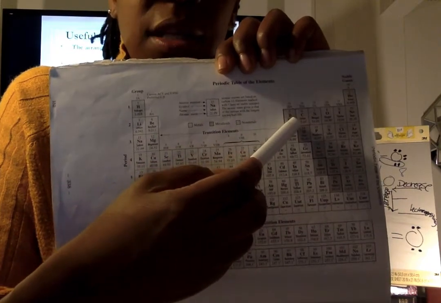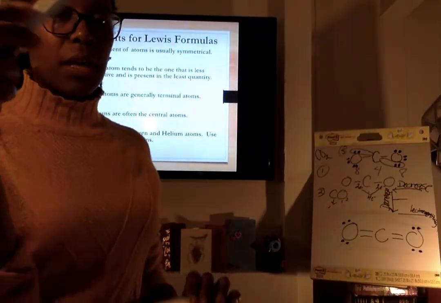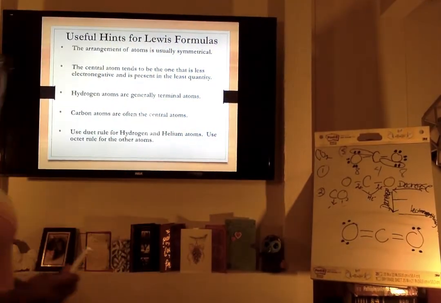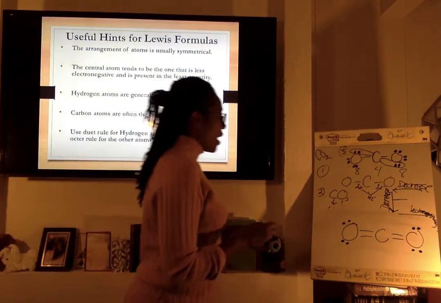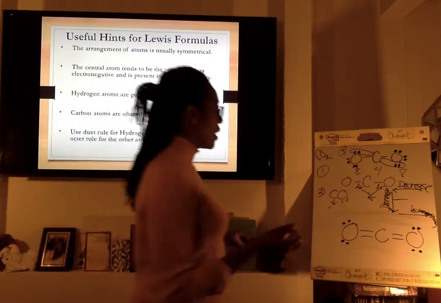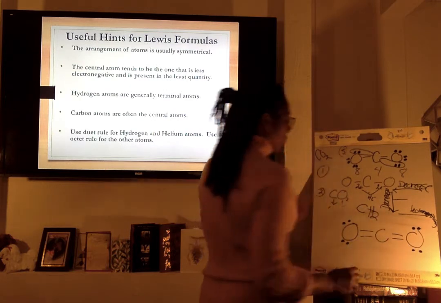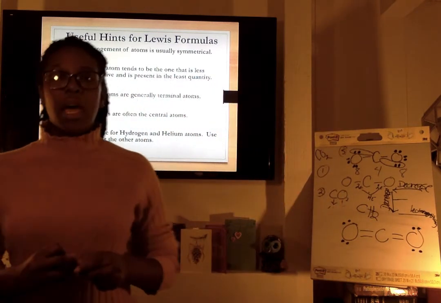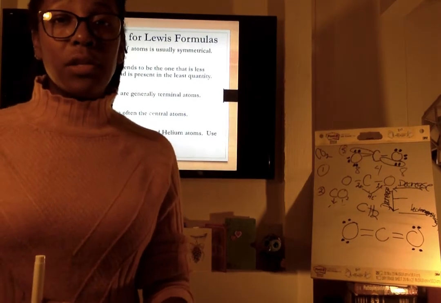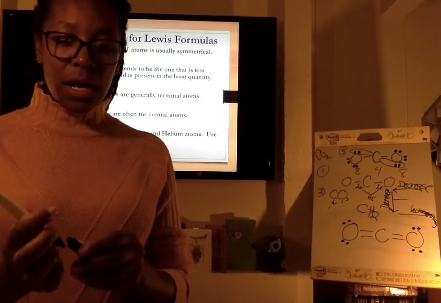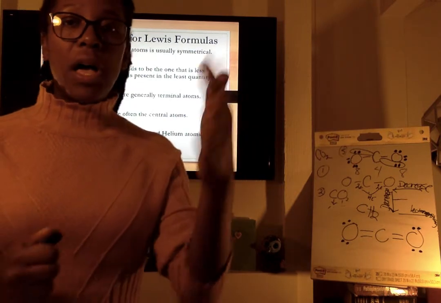So that's another reason that you can tell that the carbon is going to be in the center of the formula versus the oxygen. Hydrogen are always terminal atoms. So if you have anything that has hydrogen in it, any type of compound, the hydrogen is always going to be terminal. Why? Because it only has 1 electron, right? So it can't share, it can't have a double bond. It can't have a whole bunch of bonds.